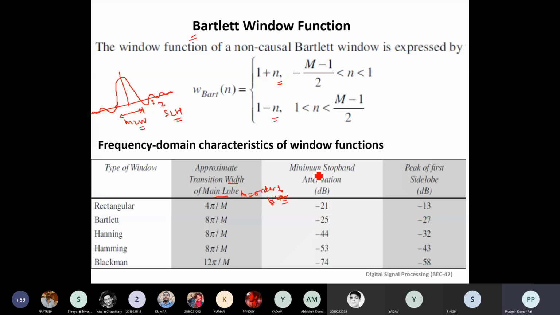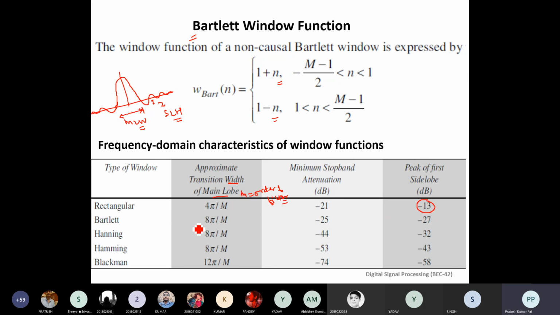And the minimum stop band attenuation. So in the stop band, the minimum attenuation will be this value. This will be the attenuation up to this we can achieve. And this is the peak of the first side lobe. Whatever side lobes are there, this is having the minimum side lobe height. From there we can compare different types of window functions.